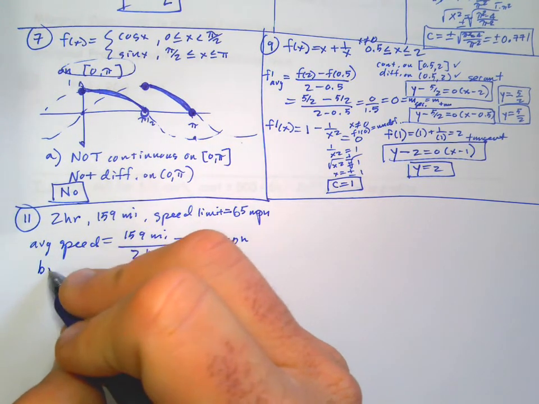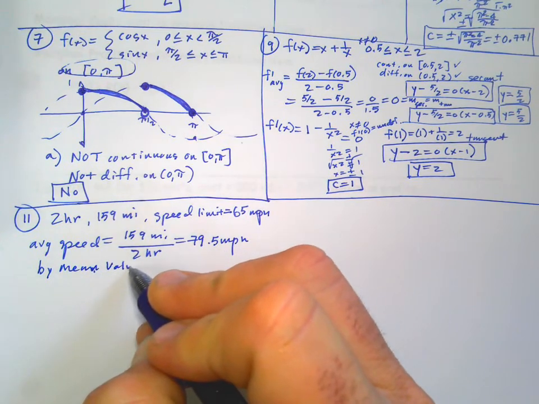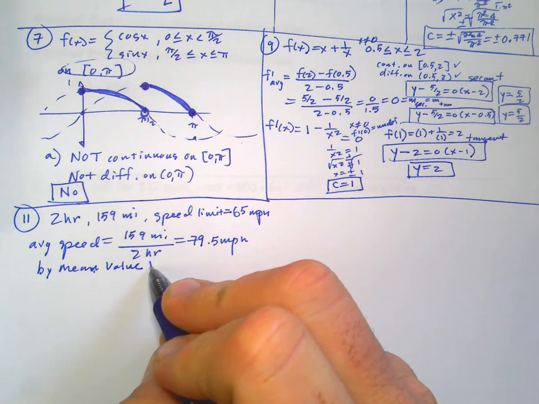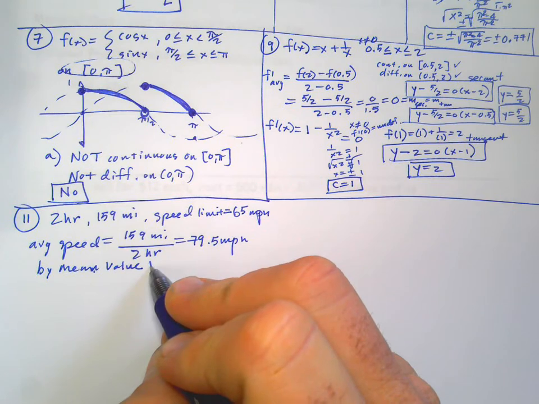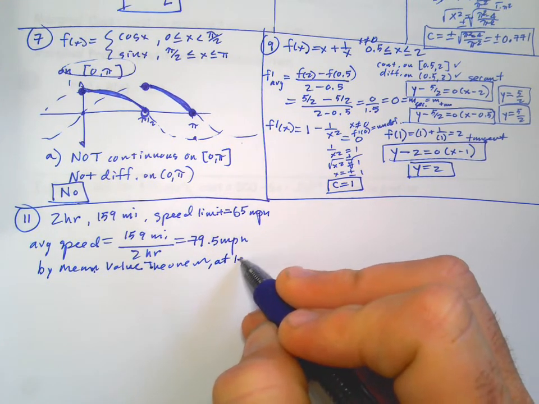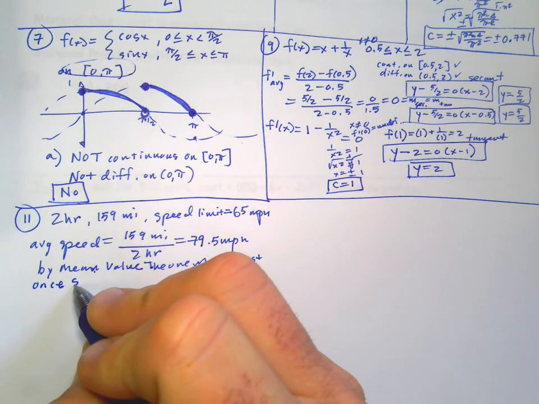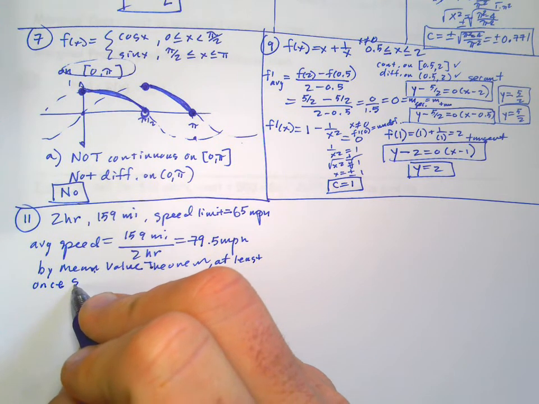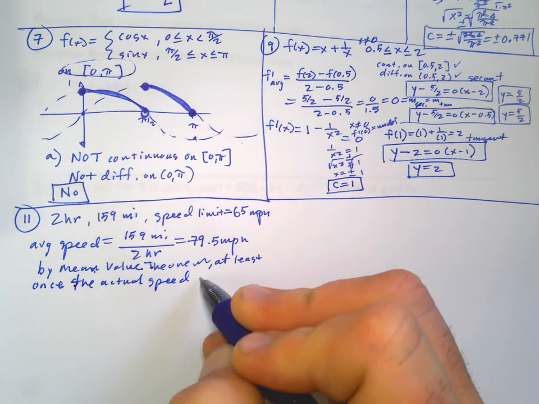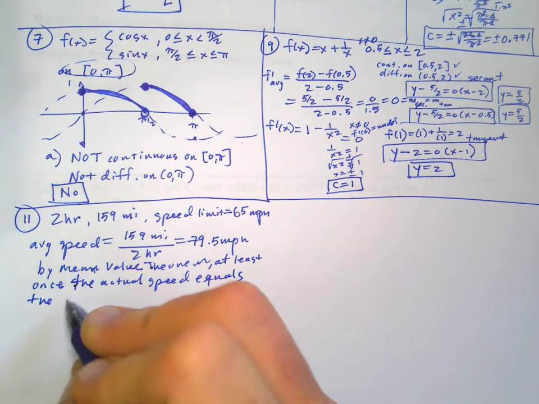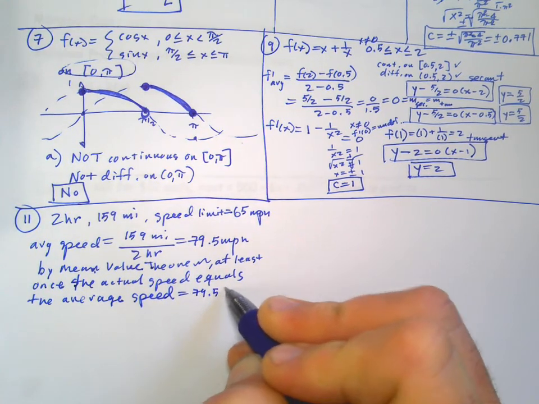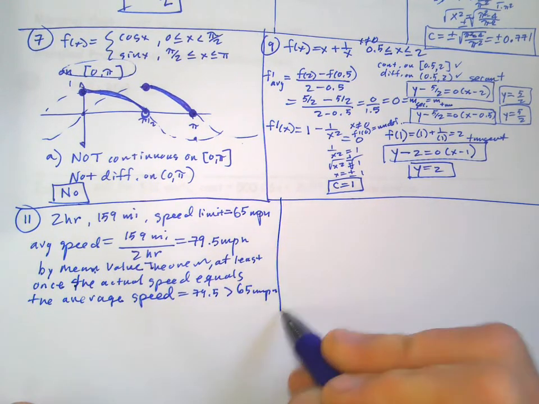So by mean value theorem, and we're assuming that people drive continuously and differentiably. You can't just jump from one spot to another, and you can't just change from one speed to another without going through the other speeds. So she should meet the conditions at least once. The actual speed equals the average speed. And that was 79.5 miles per hour, which is greater than 65 miles per hour. So something like that. That's 11.